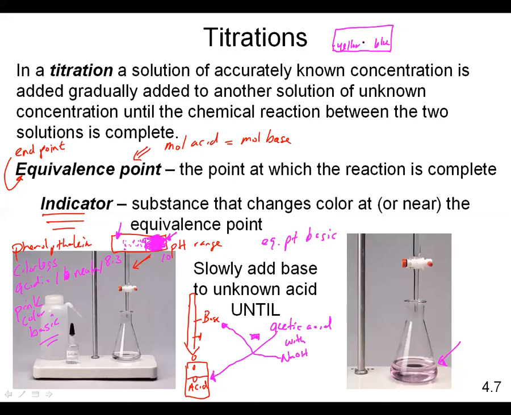Phenolphthalein, again, is a common one that's used because usually in chemistry classes like ours, they will give you vinegar, which is acetic acid, and they'll give you sodium hydroxide, which is a strong base, and that will always yield a basic pH around that equivalence point. But there's a lot of indicators that can be used.